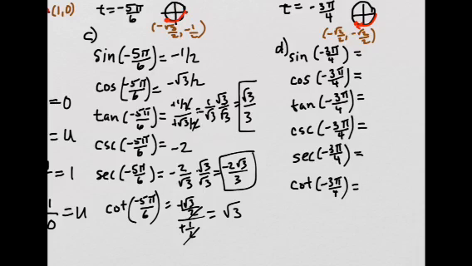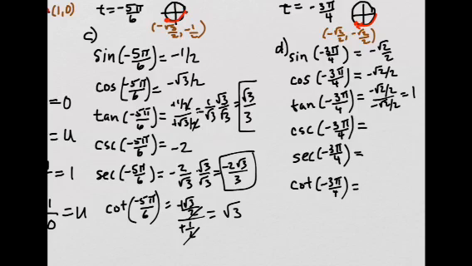Okay, so based on the definition, sine of t is y, so the y coordinate is negative radical 2 over 2. Cosine of negative 3 pi over 4 is equal to x. Tangent of negative 3 pi over 4 is y over x, so that's going to be negative radical 2 over 2 over negative radical 2 over 2, which equals 1.